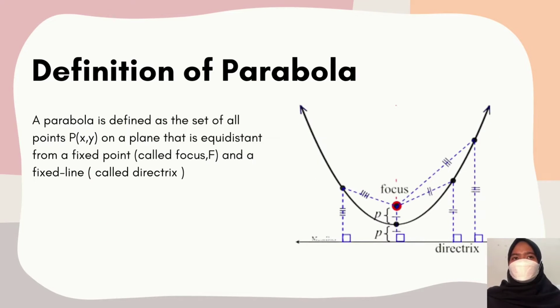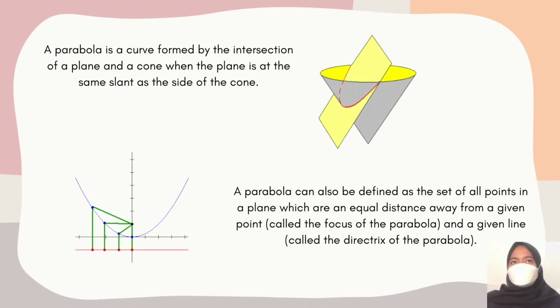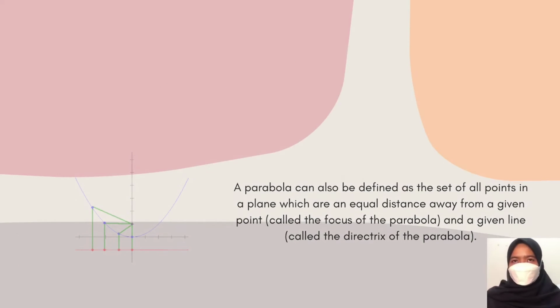A parabola is defined as the set of all points P, which is (x, y), on a plane that is equidistant from a fixed point called the focus F and a fixed line called the directrix. A parabola is a curve formed by the intersection of a plane and a cone when the plane is parallel to the side of the cone. A parabola can also be defined as the set of all points in the plane which are an equal distance away from a given point called the focus of the parabola and a given line called the directrix.